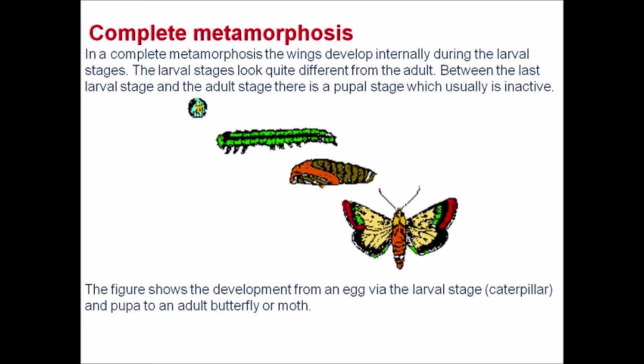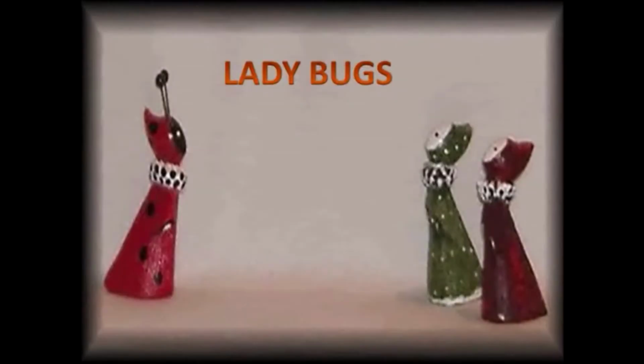Complete metamorphosis. In a complete metamorphosis, the wings develop internally during the larval stages. The larval stages look quite different from the adults. Between the last larval stage and the adult stage, there is a pupal stage which usually is inactive. Ladybugs.